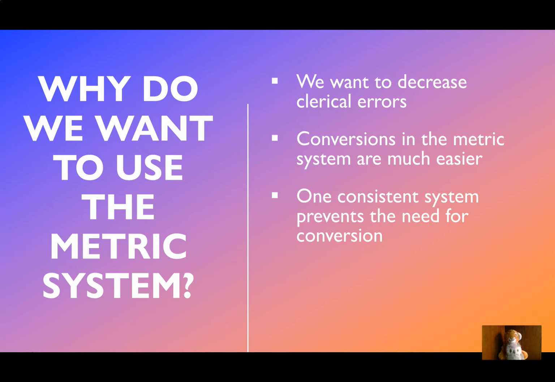One consistent system also prevents the need for these conversions. So if you go to a doctor's office, one of the first questions that you're asked is what medication you're on and what is the dosage. If you go to a doctor and you're giving the dosage in one unit and the second doctor is calculating the dosage in a different unit, then there has to be some conversion either by you or by the doctor. And this could lead to errors. So what we're trying to do is prevent medication dosaging errors. And this is one way to do that.